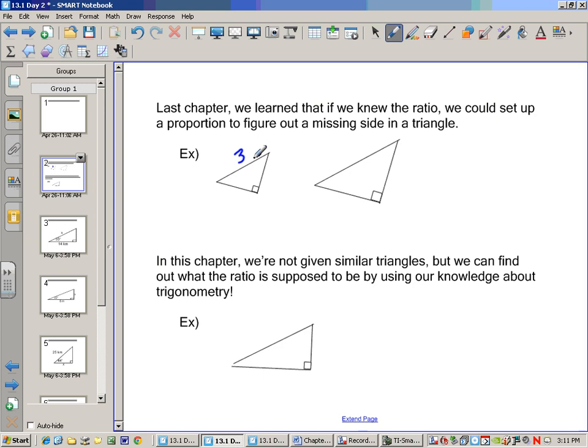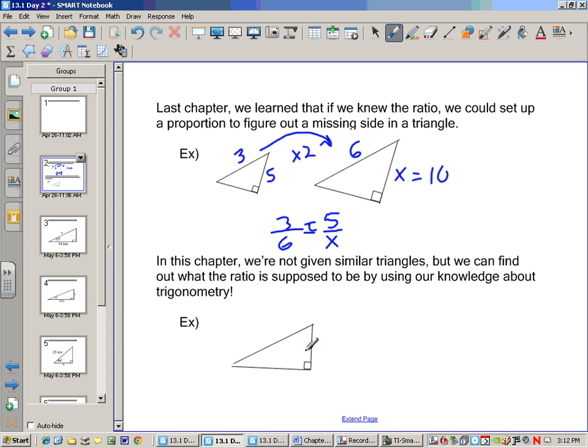So say if I had 3, 5, and 6, I could set up a ratio, say 3 to 6 is going to equal 5 over x. And if we solve this, it would be 30 over 3, which is 10. So the ratio between these would be, we're multiplying by 2 on both of the sides.